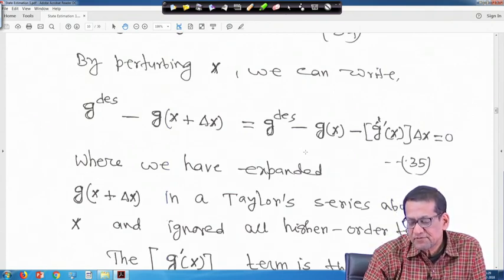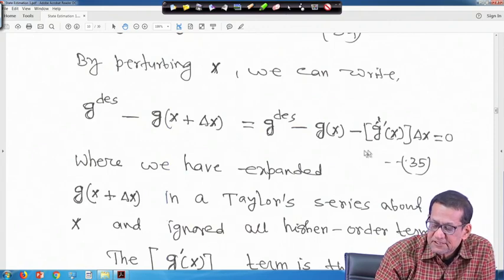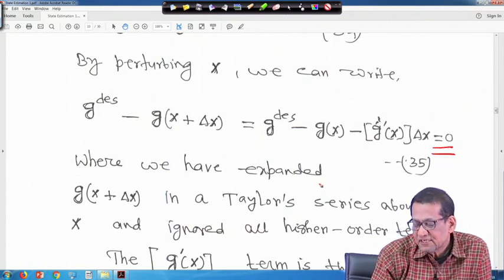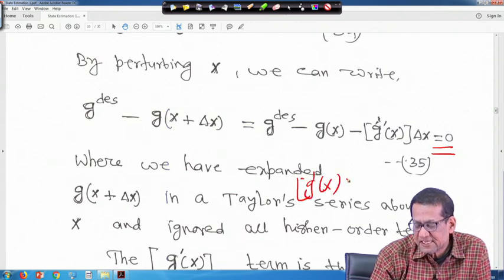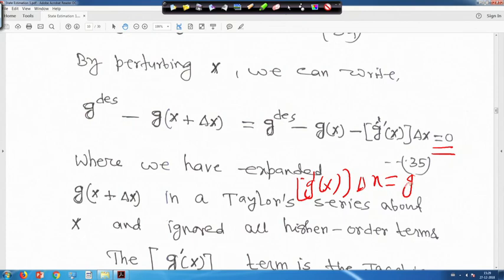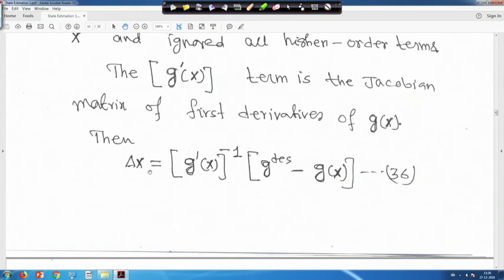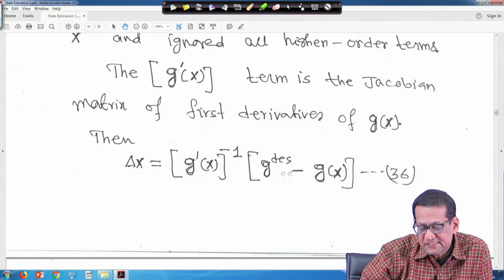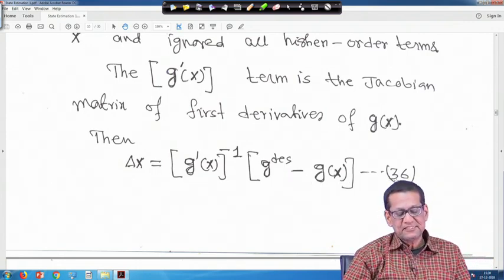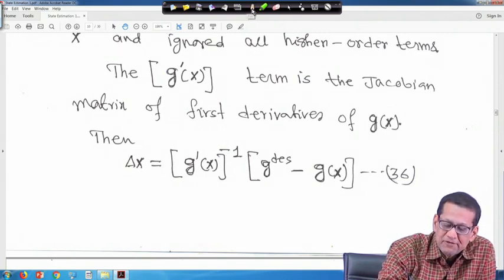Then this equation, g desired minus g(x) minus g dash(x) delta x, is equal to 0. Therefore, g dash(x) times delta x is equal to g desired minus g(x). So delta x will be g dash(x) inverse times g desired minus g(x). This is equation 36.